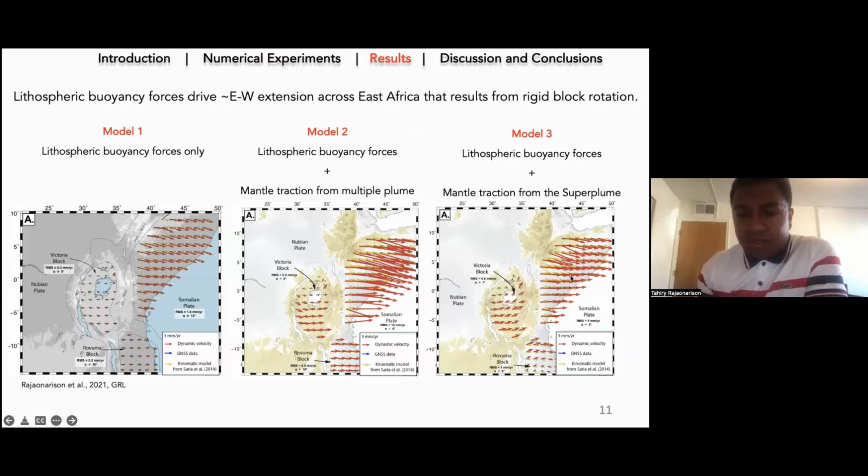But in this case, we suggest that our use of the viscosity may be different. The viscosity beneath the East African rift may be anisotropic, because we know that there is mantle flow, but the lithospheric buoyancy force can already explain the rotation rate. So maybe the viscosity is very strong to the east and weak to the north, so that we can match this surface velocity.